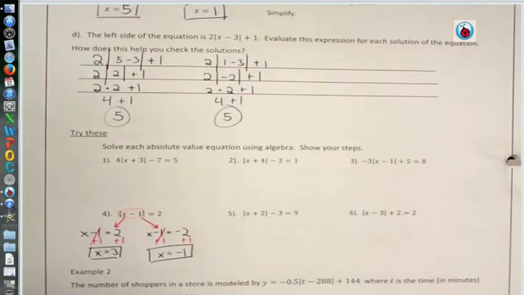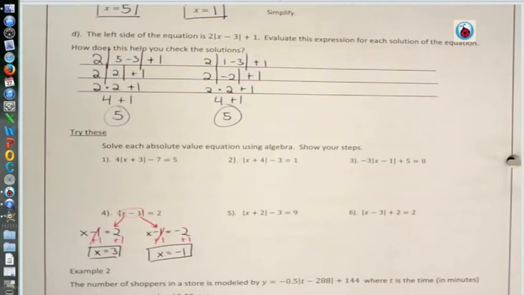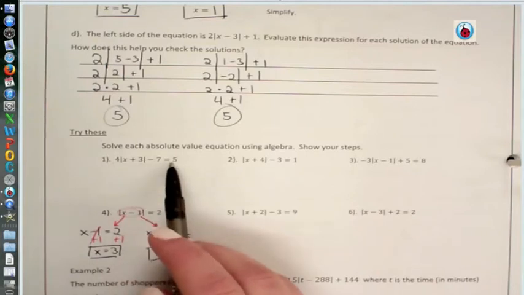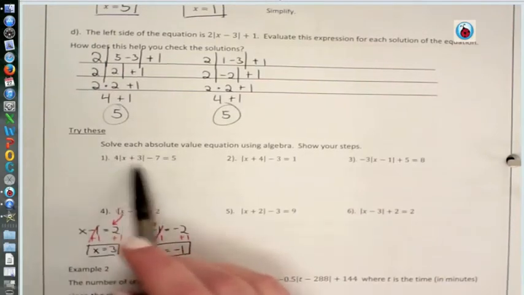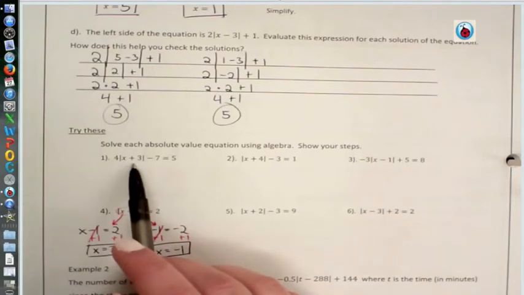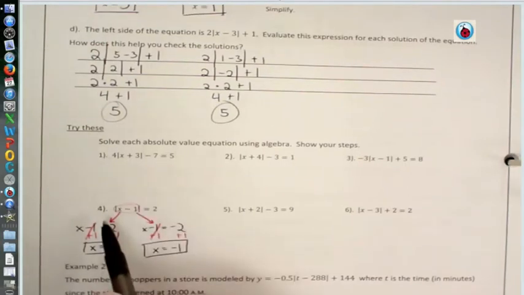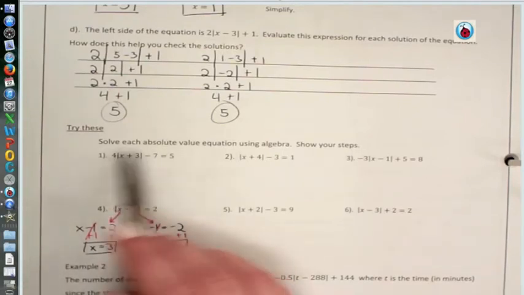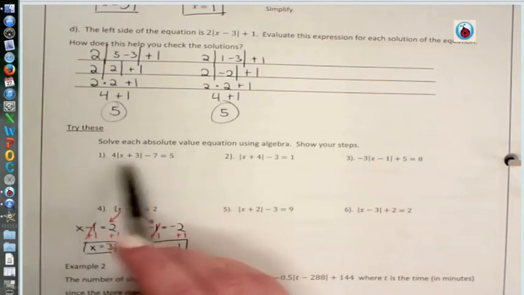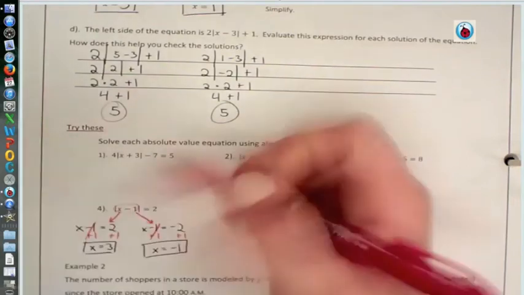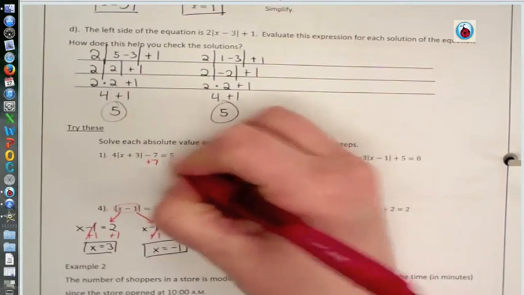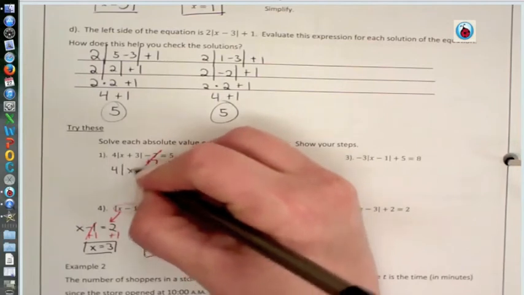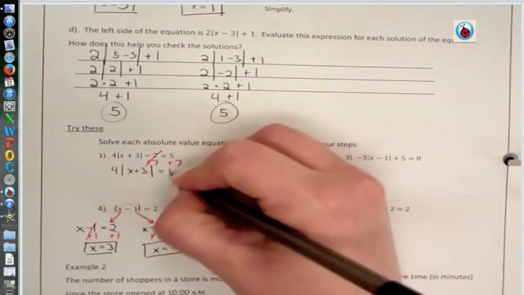All right, let's go back to problem number 1 since I went out of order here. 4 times absolute value x plus 3 minus 7 equals 5. Remember, we want to get the absolute value part by itself first. I didn't have to do that in number 4. On this one I will have to. So I'm going to work the opposite of PEMDAS. I'm going to deal with the addition and subtraction first. So I'm going to add 7 to both sides. I get 4 times absolute value of x plus 3 equals 12.